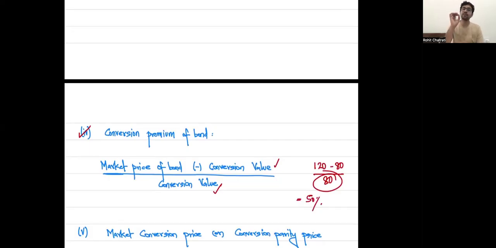If you just need the conversion premium of the bond in rupees, then you do not divide it by the conversion value. What you have to do is take the market price of the bond less the conversion value.